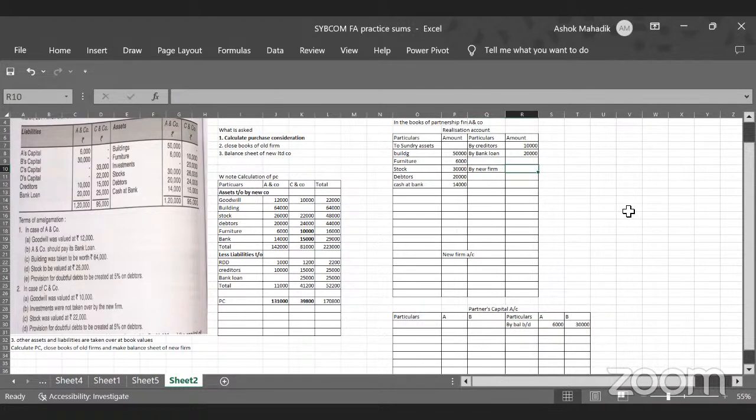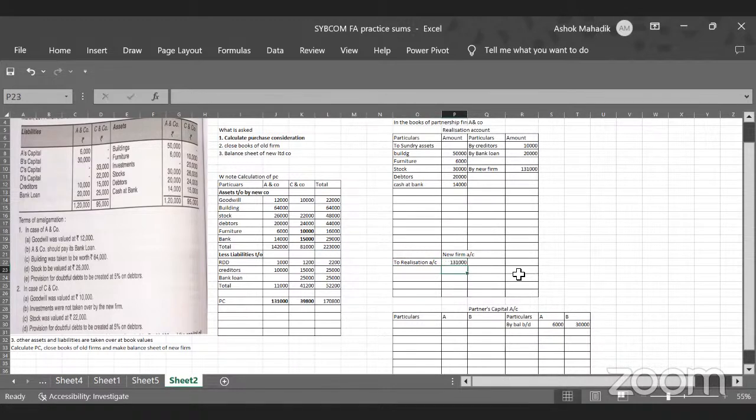At what price we sold the company? 1,31,000, right? 1,31,000. So in new firm, give second effect to realization. Use PC value 1,31,000. Is this clear?